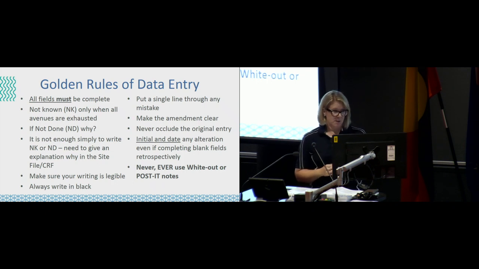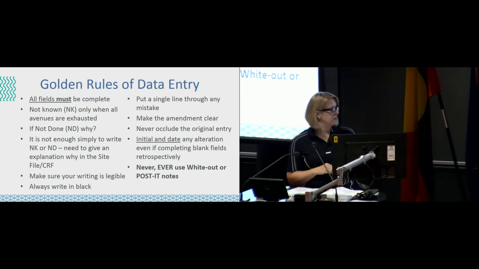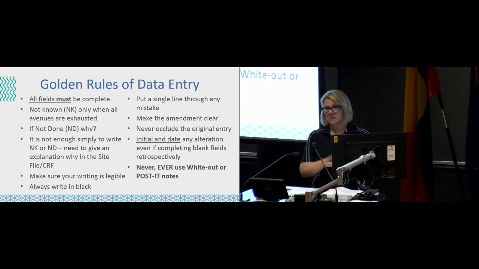So you need to explain those, make sure if it's handwritten that it's legible, and always write in black. That's just industry standard. If you make a mistake, you put a single line through it, you put your initials and date it, and then you write clearly what the correct entry is. Never obscure an original entry, like by scrubbing it through or using whiteout. And as I say, initial and date every alteration. And the last bit: never use whiteout or post-it notes. Do not stick post-it notes into anything. They fall out and they get lost.